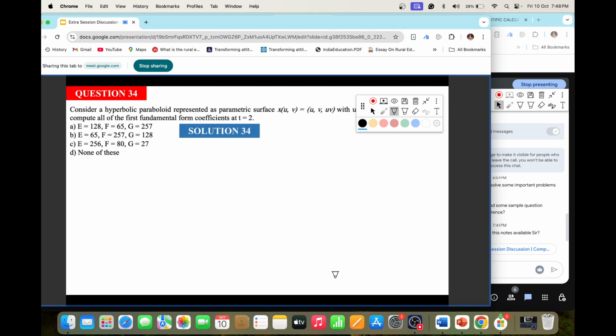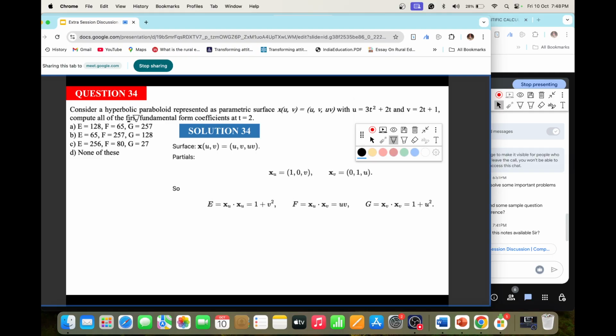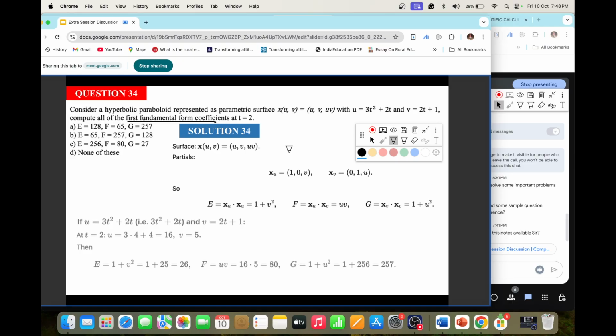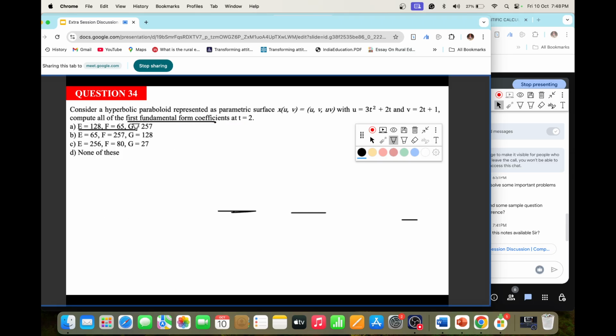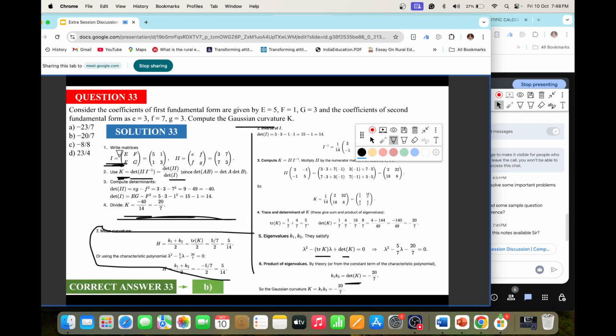Question 34. What you have to do is compute the first fundamental matrix from the coefficients at t equals 2. So how do you calculate the first fundamental matrix? You just form E, F and G, and nothing else. Once you have E, F and G, you form the fundamental matrix like this: E, F, F, G.